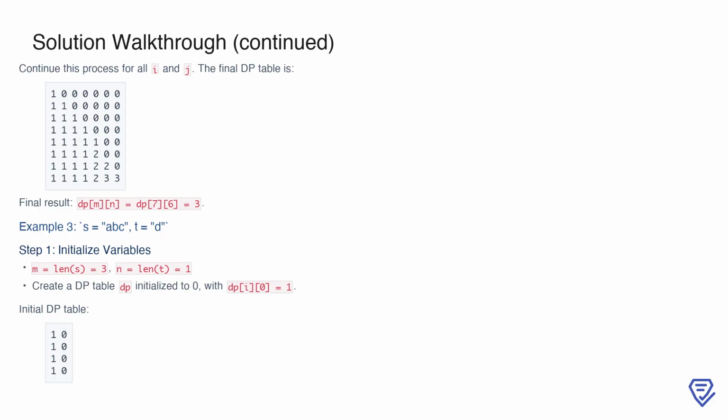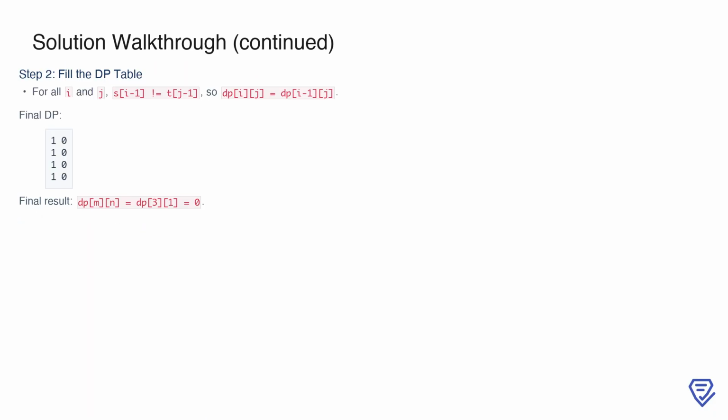Finally, we consider one more example, where S is ABC and T is D. Once again, we start with the initialization. Here, M is 3, N is 1, and the DP table is created with dimensions (M plus 1) x (N plus 1). The base case remains the same: DP[i][0] is set to 1 for all i, while all other cells are initialized to 0.